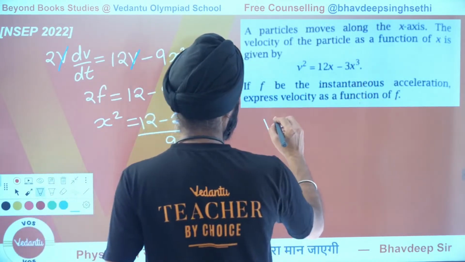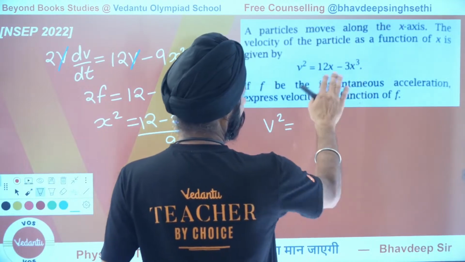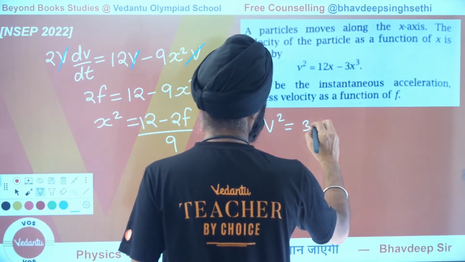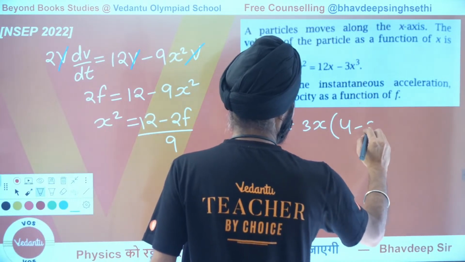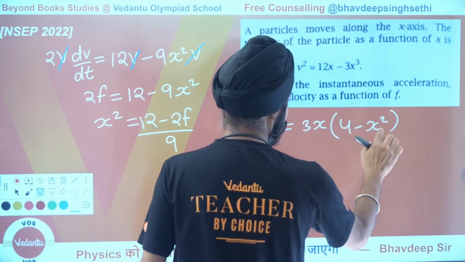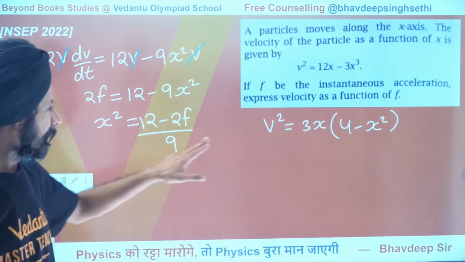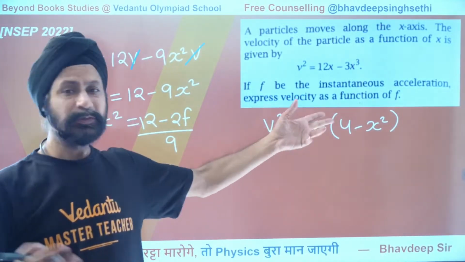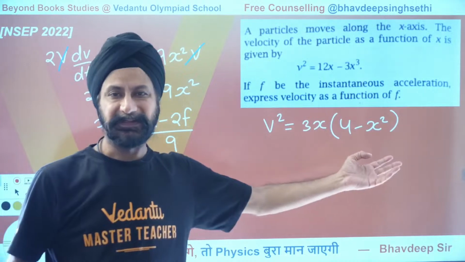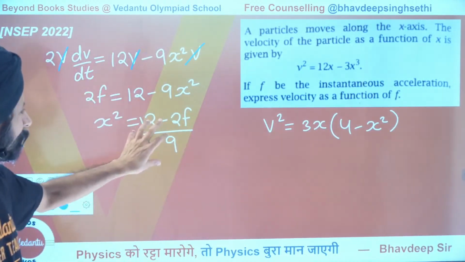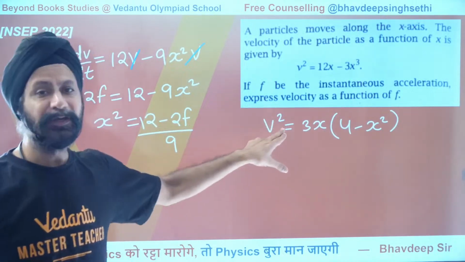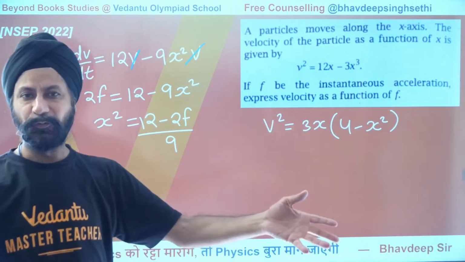So you get v squared is equal to, if I factor out 3x from this, 3x times (4 minus x squared). See how beautifully you have x squared here and x squared here. But what about this x? You can square both sides. Then you have x squared here and x squared here, you can plug in this beautiful number there and you'll get v to the power of 4, and then you take the fourth root of that.